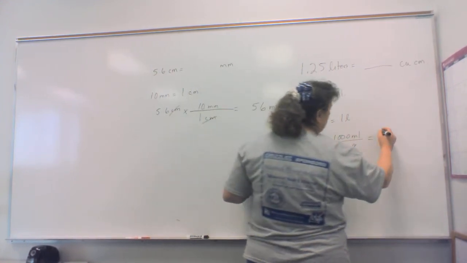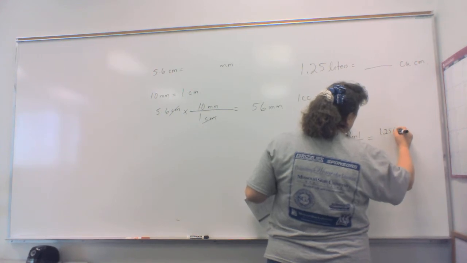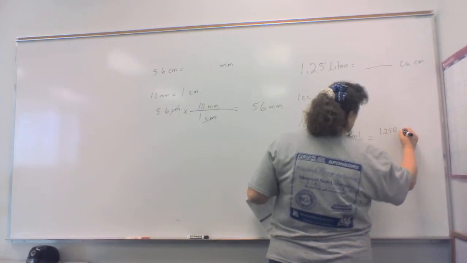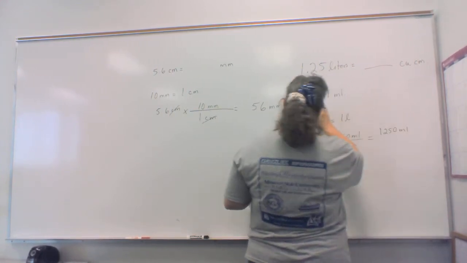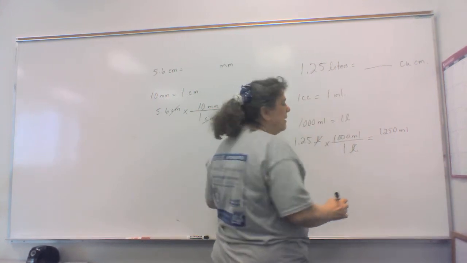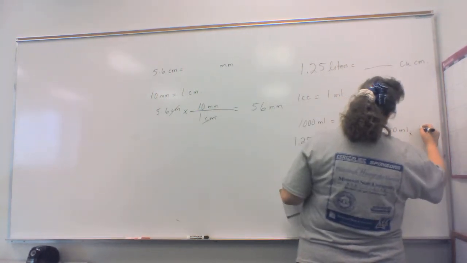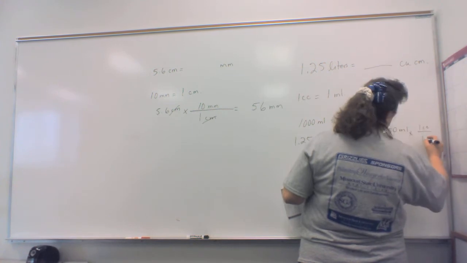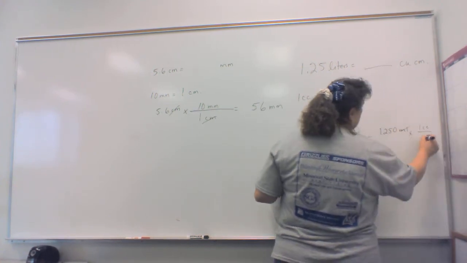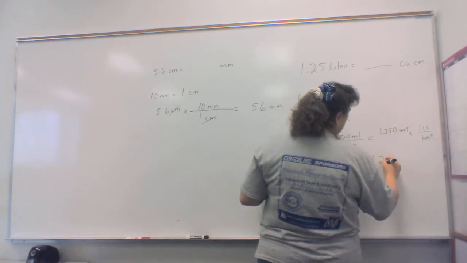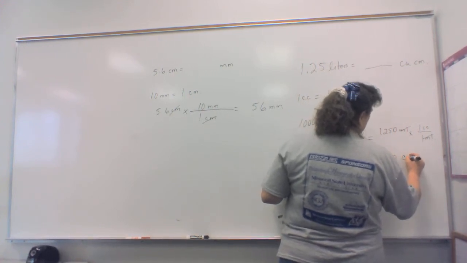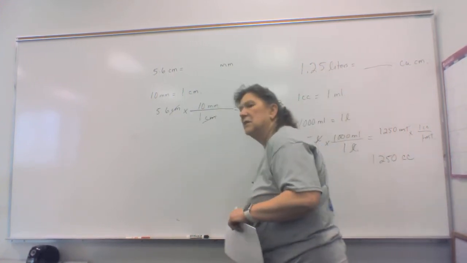So we have 1.25 liters times 1 liter on the bottom, 1,000 milliliters on top. So that's going to equal, move the decimal 3 places, 1,250 milliliters. And since it's a 1-to-1 times 1 cc over 1 milliliter, milliliters cancel, and you have 1,250 cc's, which is what cubic centimeters are.